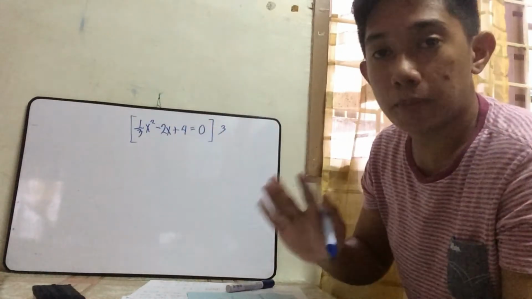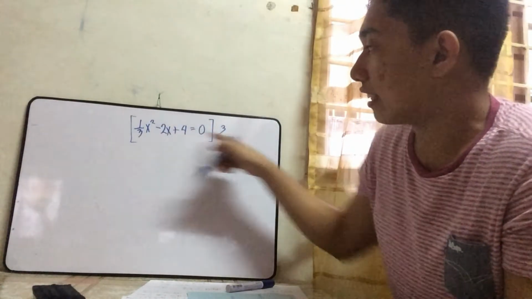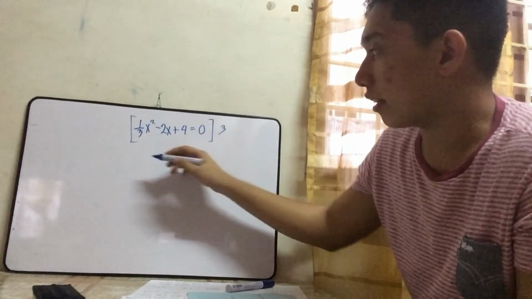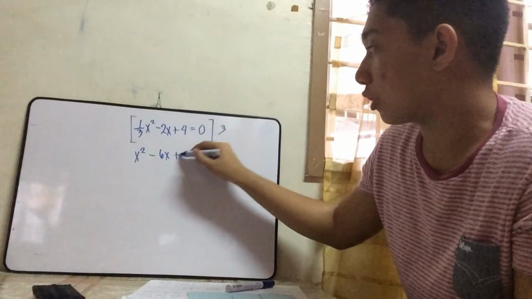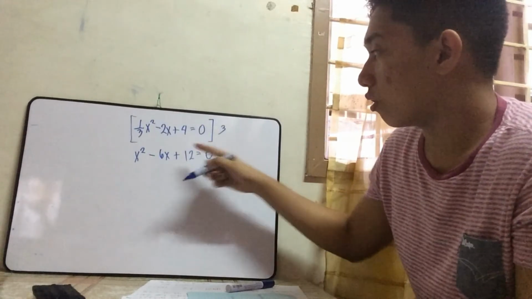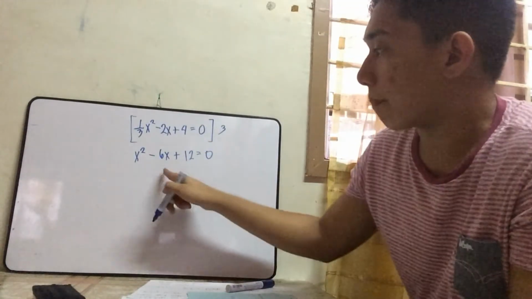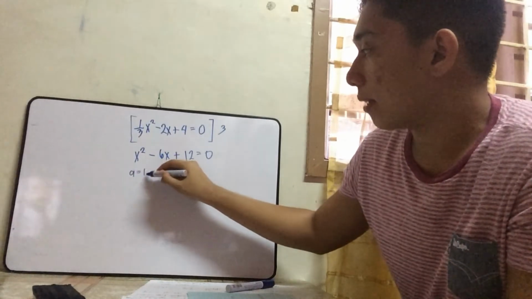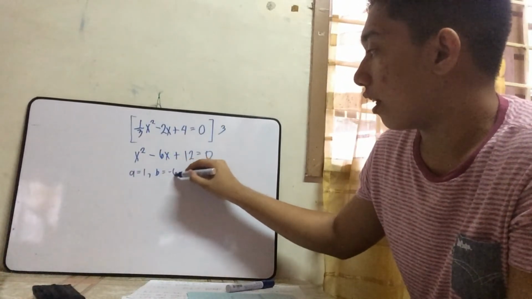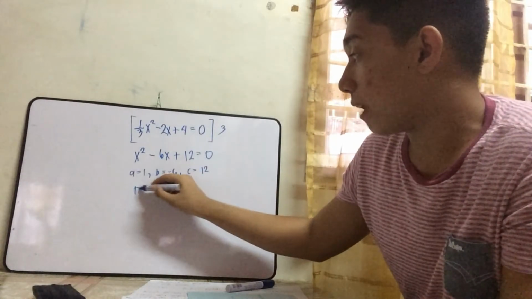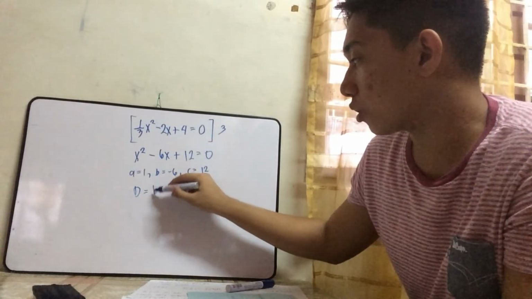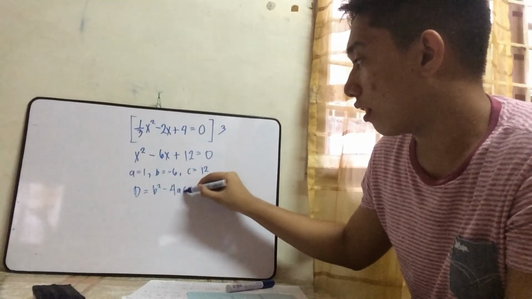So, all are multiplied by 3. So, this cancels. Pero ito, multiply ng 3, multiply ng 3. So, this becomes x squared minus 6x plus 12 is equal to 0. Tama po ba? Okay, tama. So, your A is 1, B is negative 6, and C is 12. So, we just plug in. D is equal to B squared minus 4AC.